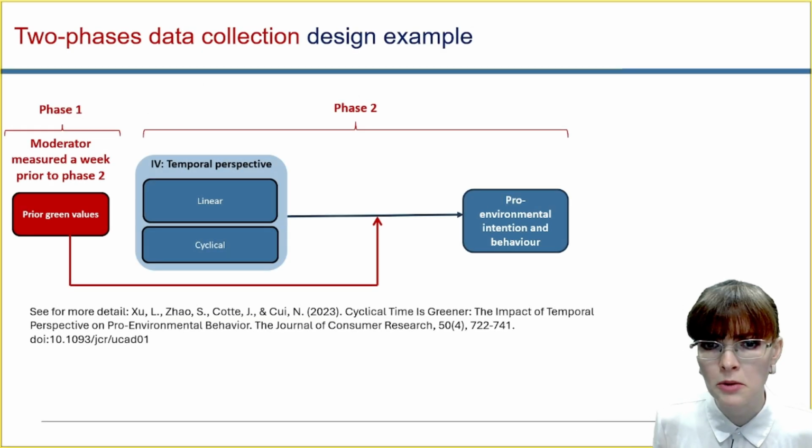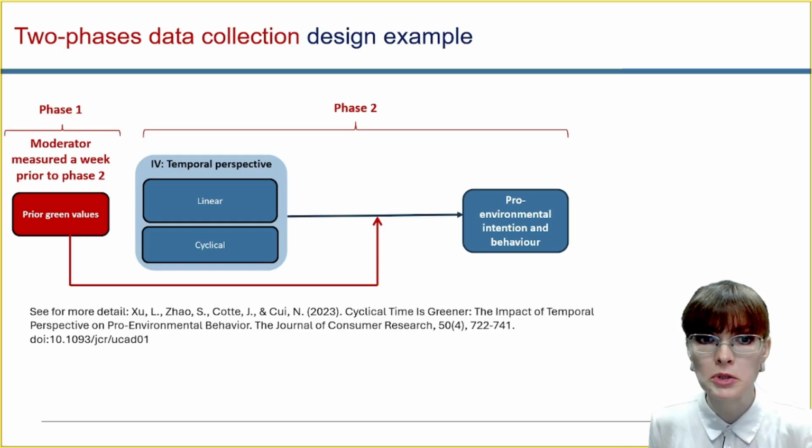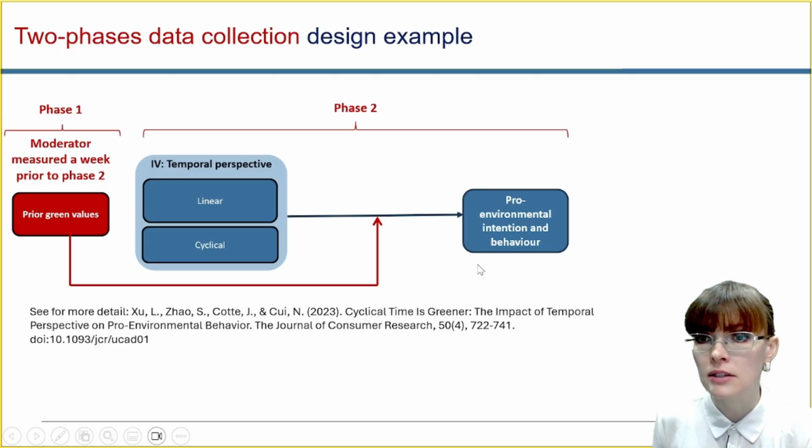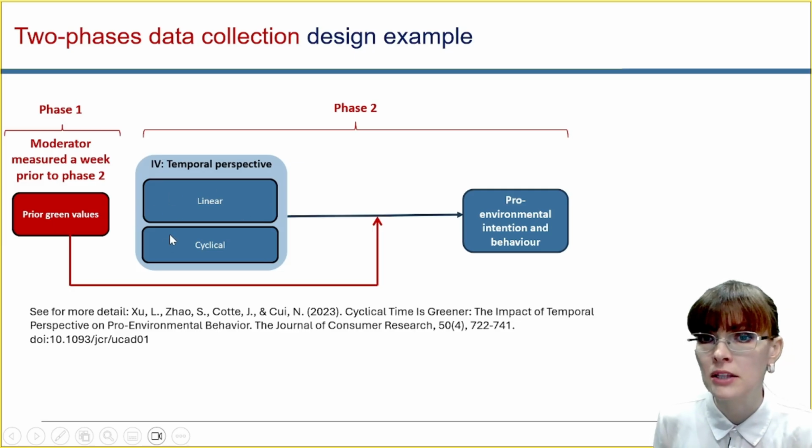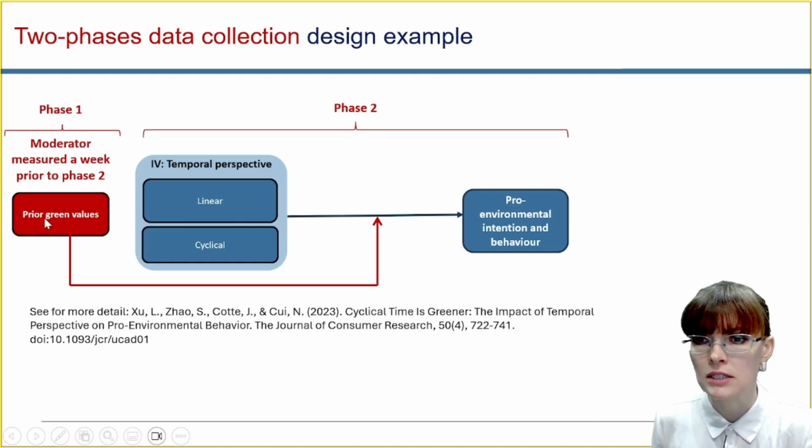Let's have a look at an example. This one comes from the Journal of Consumer Research, a paper from 2023 by Zhao, Cotte, and Cui. They were looking at the impact of linear versus cyclical temporal perspective on pro-environmental intention and behaviors. And they used prior green values as a moderator for their main effect for the temporal perspective, and they decided to collect it in two phases, at two points in time.